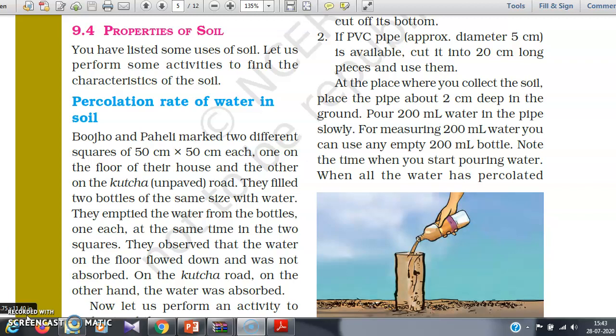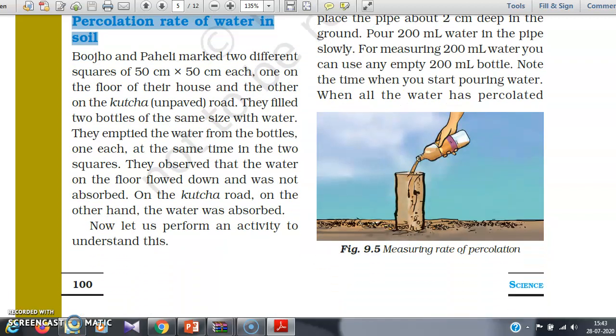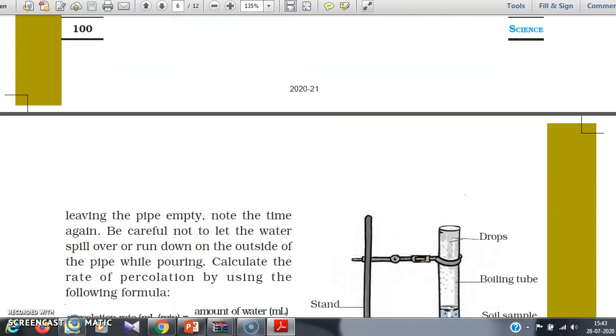In our previous video, we discussed one property of soil, that is percolation rate of water in soil. There we have seen that the rate of percolation of water is maximum in sandy soil, intermediate in loamy soil, and least in clay soil. Today, we are going to discuss some more properties of soil. So, let's start.